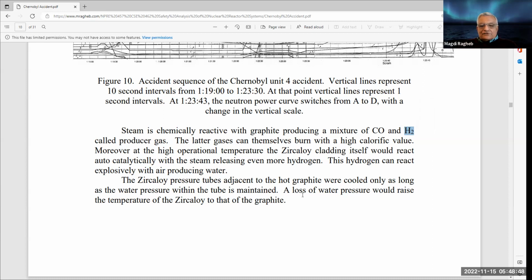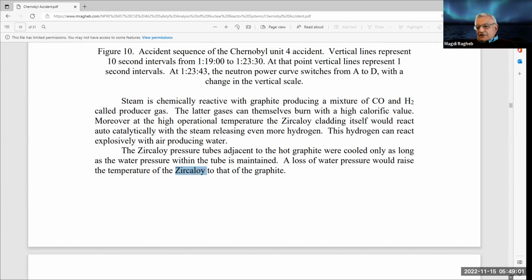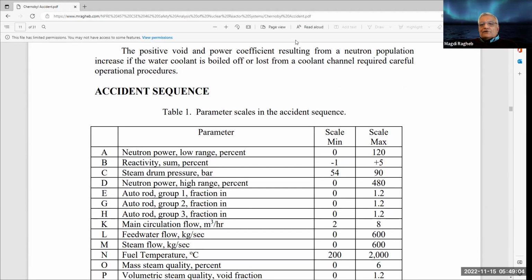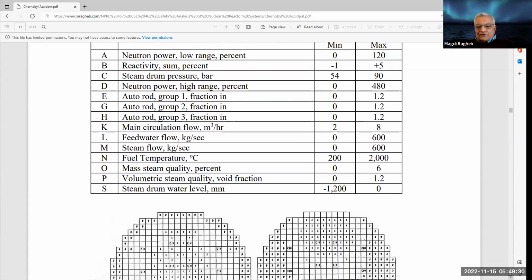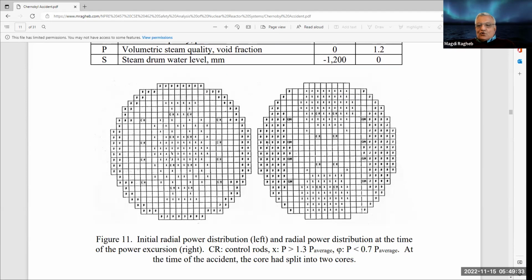The zircaloy pressure tubes adjacent to the hot graphite were cooled only as long as the water pressure within the tube is maintained. If you lose the water pressure, you can raise the temperature of the zircaloy to that of the graphite. And the positive void and power coefficients, this is really the flaw in the design, result from a neutron population increase if the water coolant is boiled off. So you boil the water off, the temperature increases, and you get a positive feedback effect, and that would be a loss of coolant accident. This is basically the parametric scales in that sequence of the accident. And you notice here in the diagram that the core basically separated.